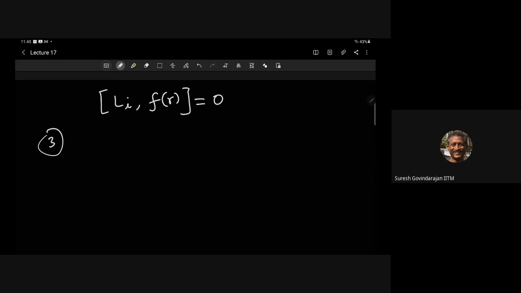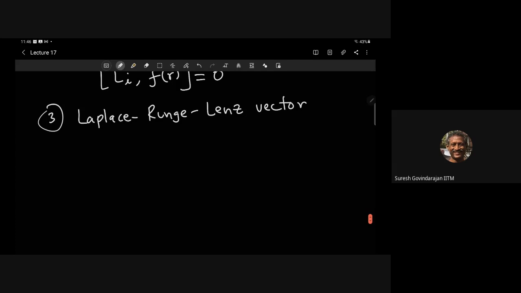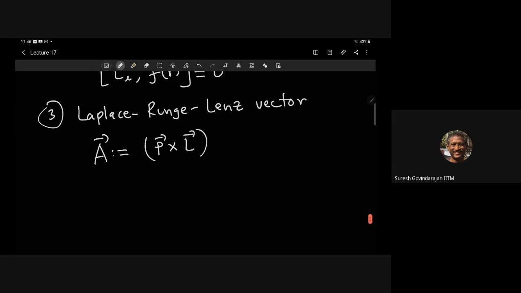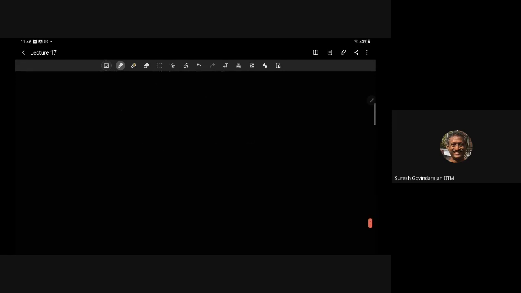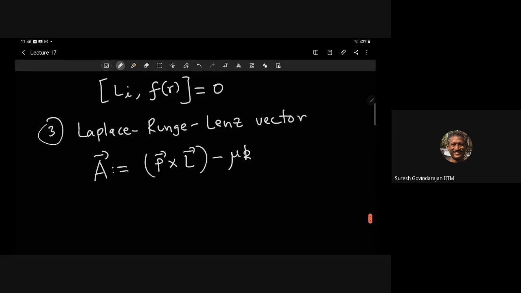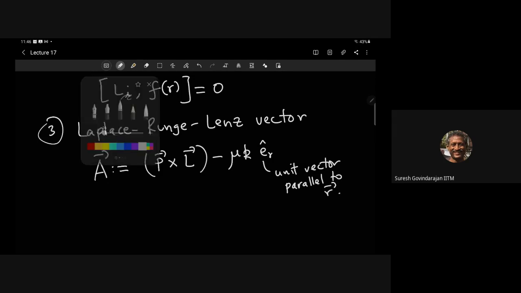Okay, so the third one, which is a surprise, is that there is something called the Laplace-Runge-Lenz vector. It's a slightly complicated definition, but it's okay. A is defined to be P cross L minus mu K times ER cap, where ER cap is the unit vector along R. And this is conserved.